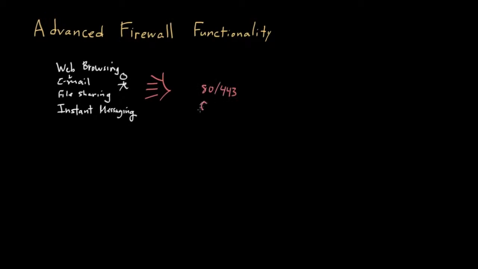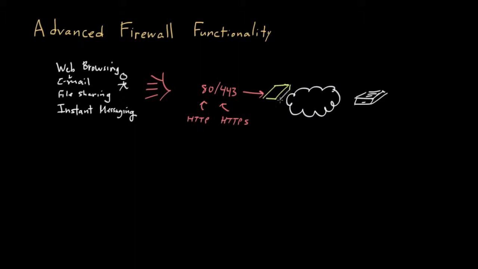Port 80, recall, is the port for HTTP. This is kind of standard web traffic, and port 443 is the port used for HTTPS or SSL traffic. And this traffic could be communicated over the internet to some other server on the other side of the internet. Now, traditional firewalls are going to be looking specifically at things like the source and destination IP. They're going to be looking at the port number.